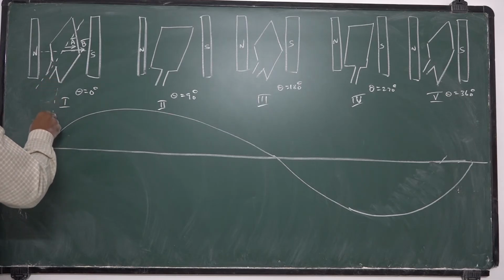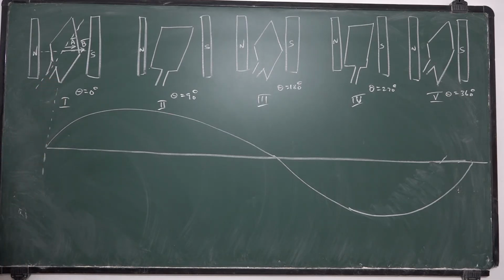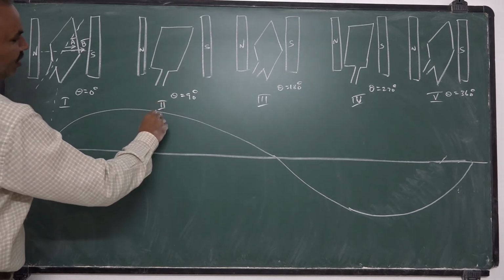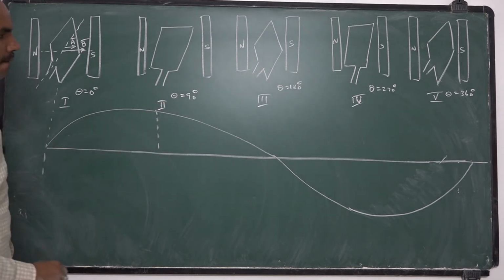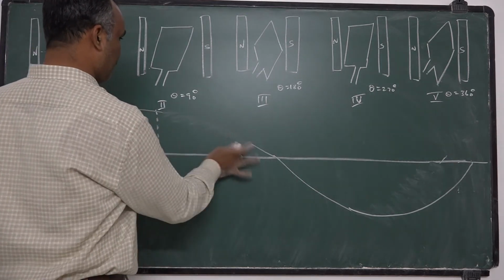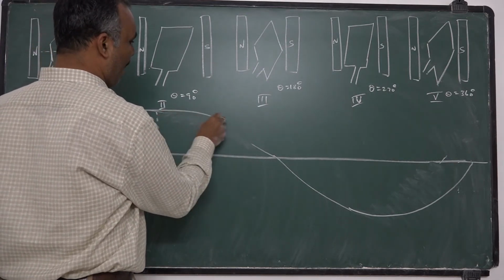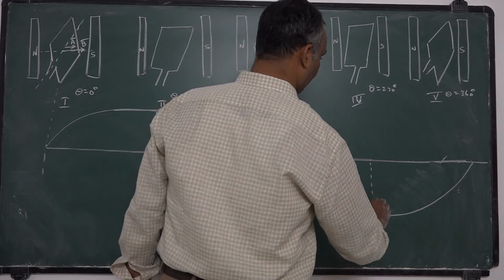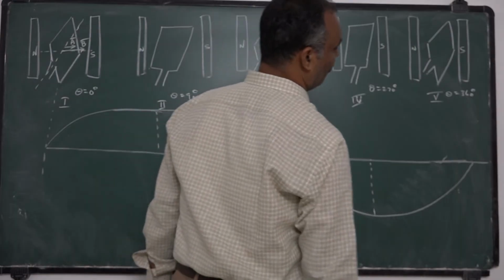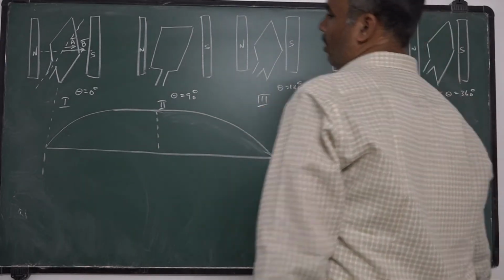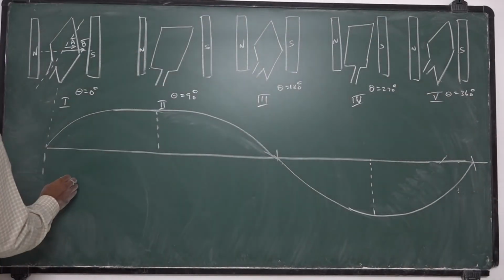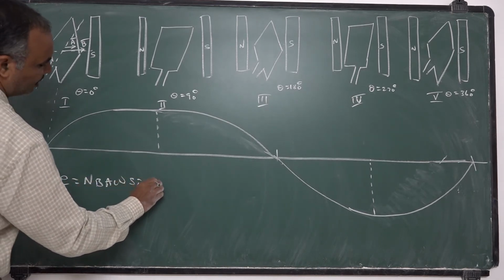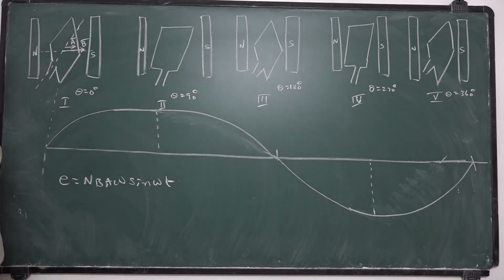The EMF developed may have shape like this. At 90 you will get maximum. At 270, negative side maximum. It is like this. The EMF developed is given by NBA omega sin omega t. Omega t is nothing but theta.